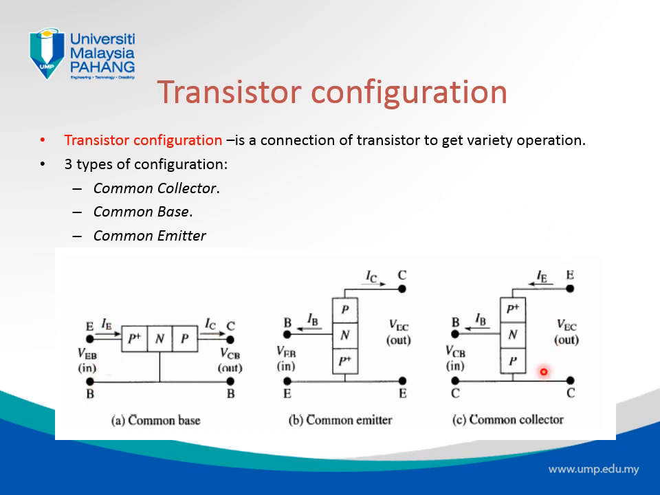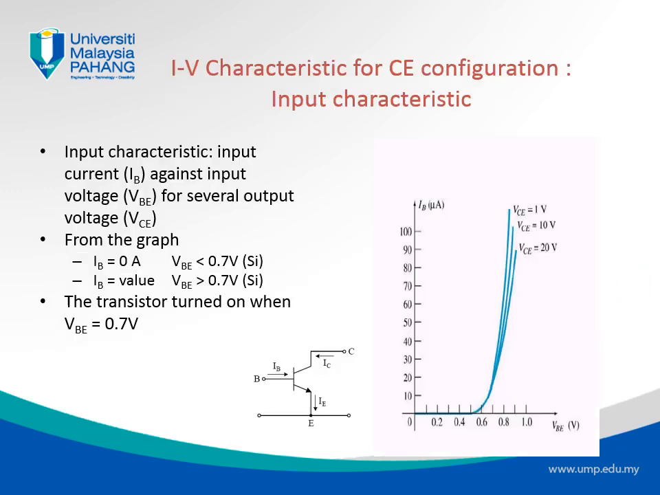And the last one is what we call the configuration in common collector. Well, it's basically very rarely used, and we're not going to look into it in this particular course, right? So just now we have seen all the configurations that we can use when we use a transistor. But starting from now, we're going to concentrate only on the common emitter configuration.